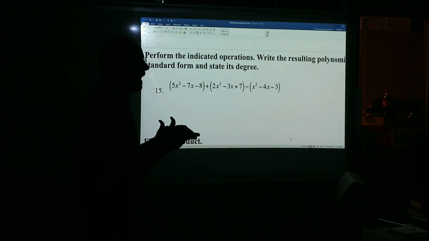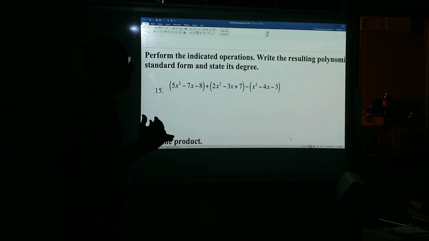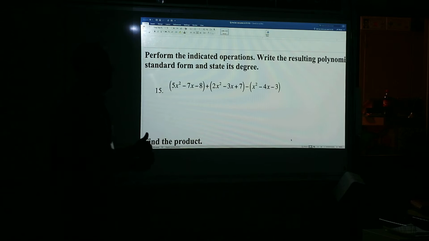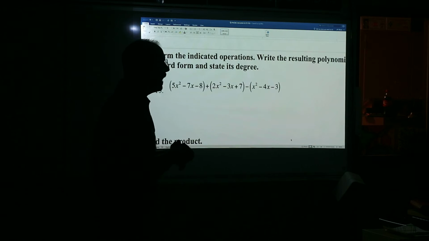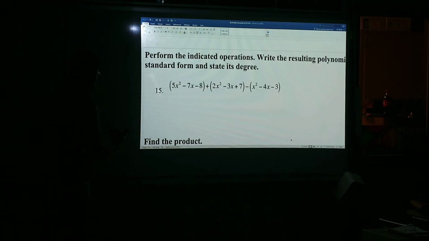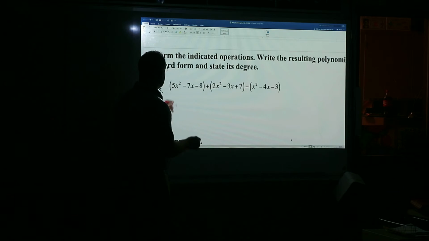You're not multiplying. I had somebody, it was the same person actually, 3 years ago, multiply all of these together. There's a lot of terms going across because all they thought you had to do is distribute the sign and then multiply. No, you're adding and subtracting. It's meant to be like a two-step problem. So you're going to be adding and subtracting like terms.